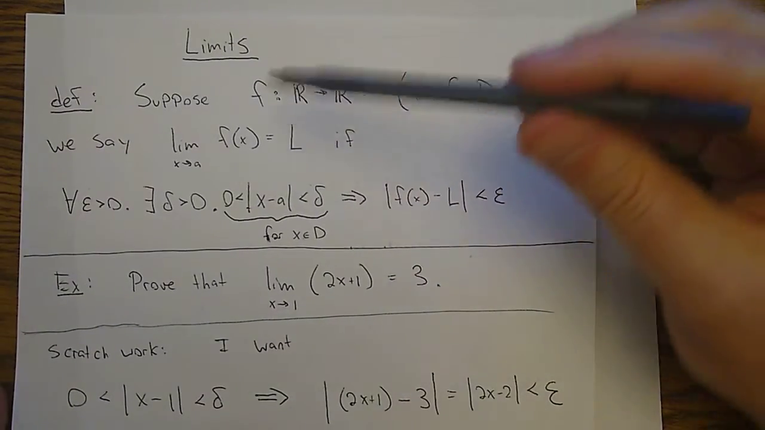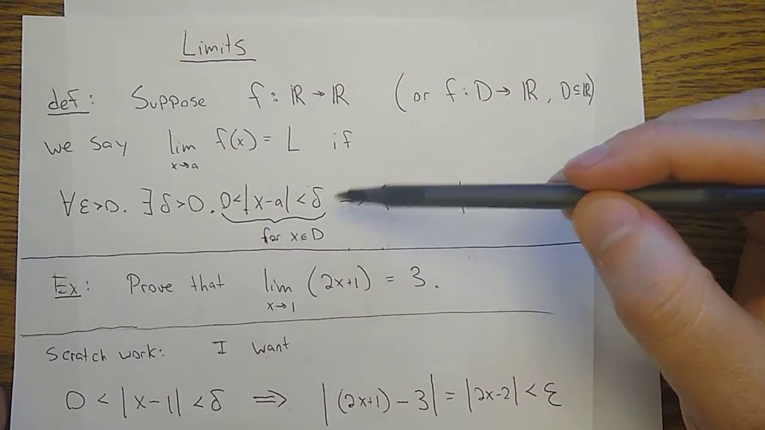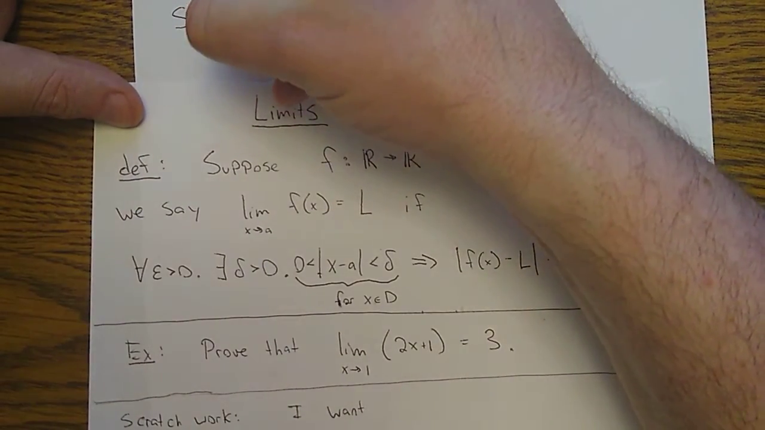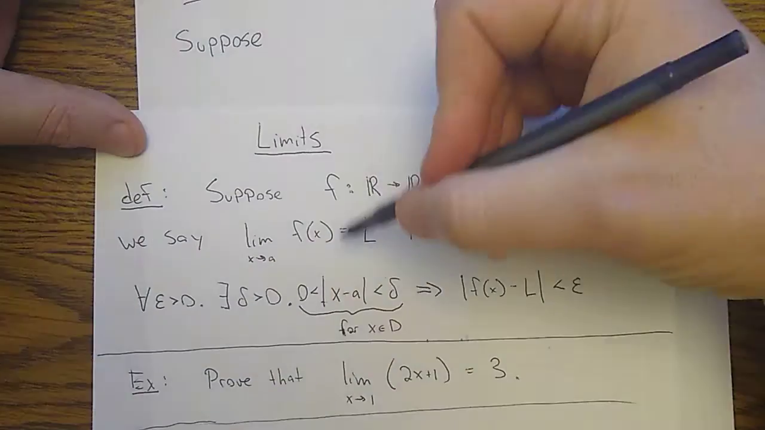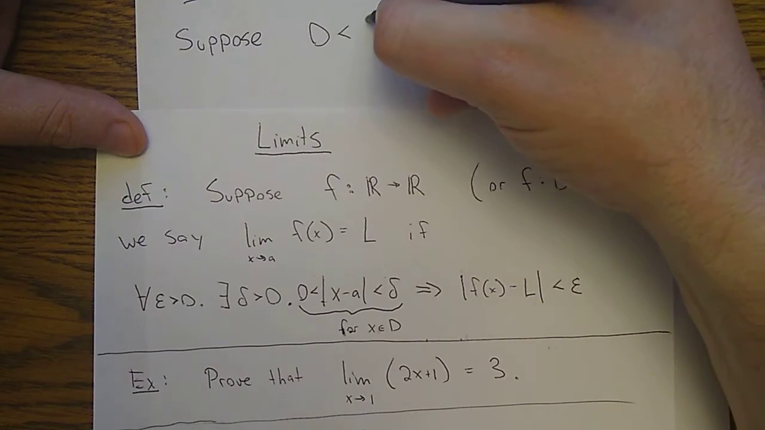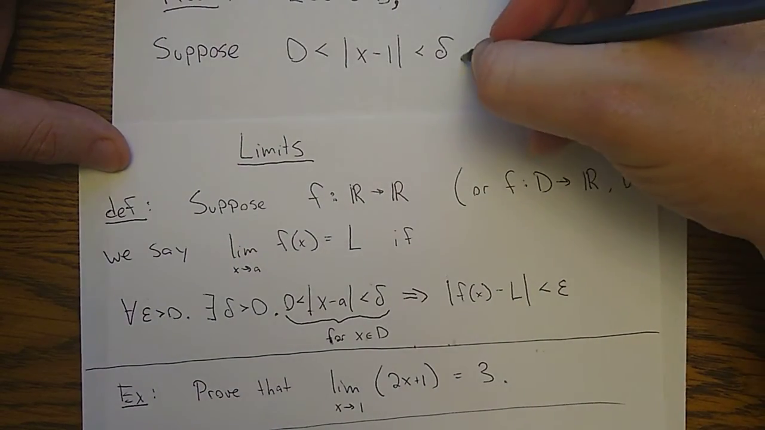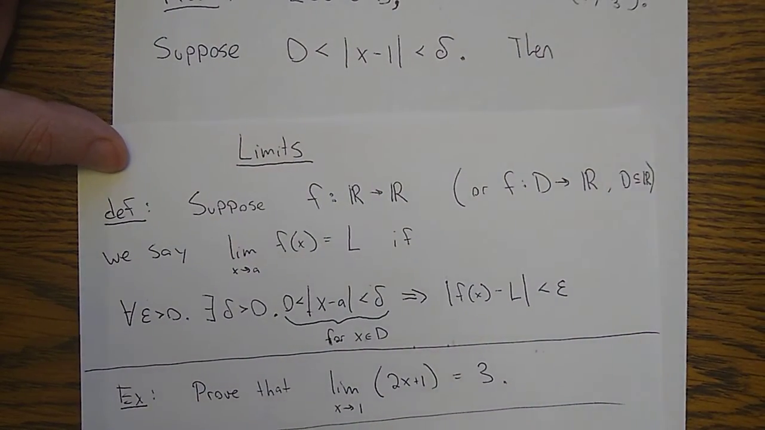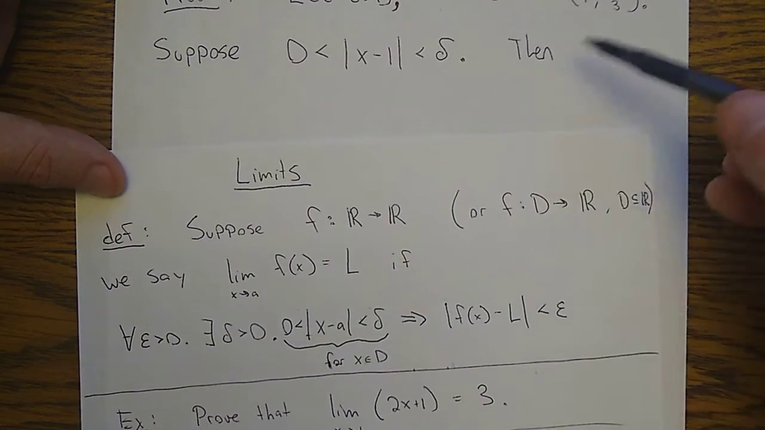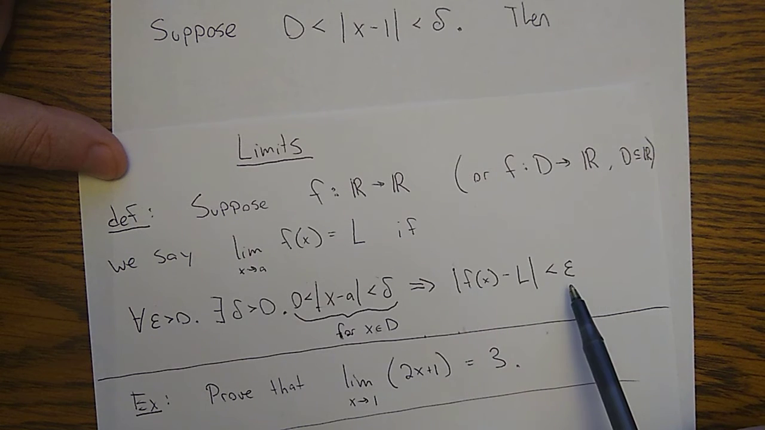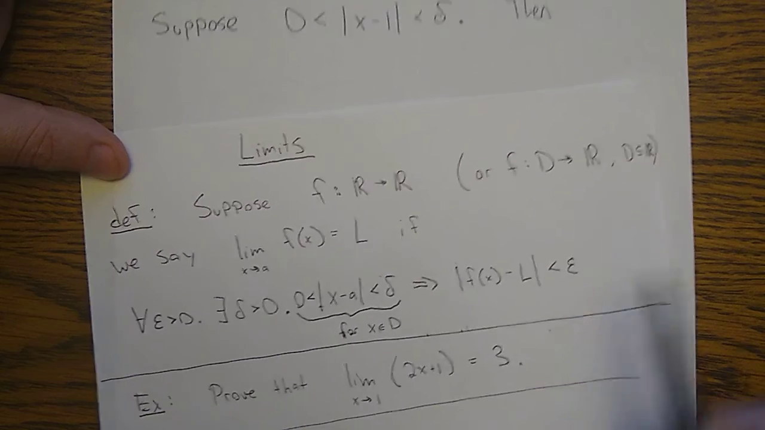And what do I have to oops, this is not the right piece of paper, it's this one. I have to show that if this, then this. So suppose this, meaning 0 is less than absolute value of x minus 1 is less than delta. Then now I'm hoping to fill in whatever reasoning I have to fill in to reach my conclusion, which is that f of x minus L is less than epsilon.